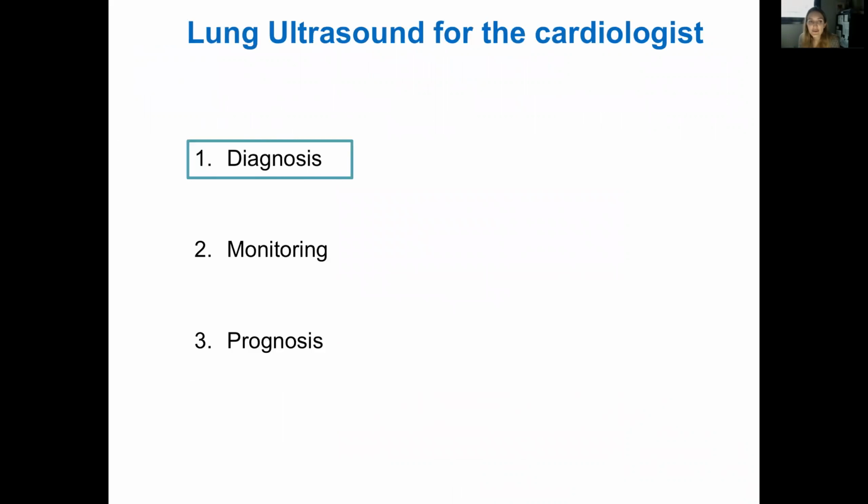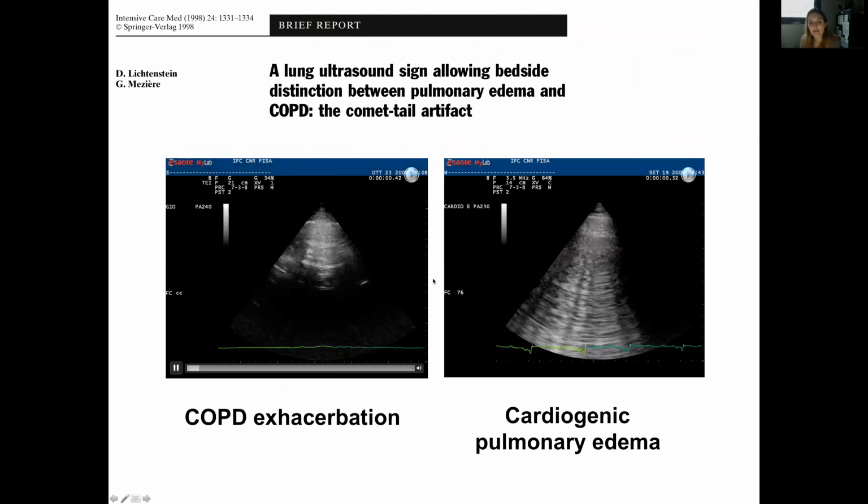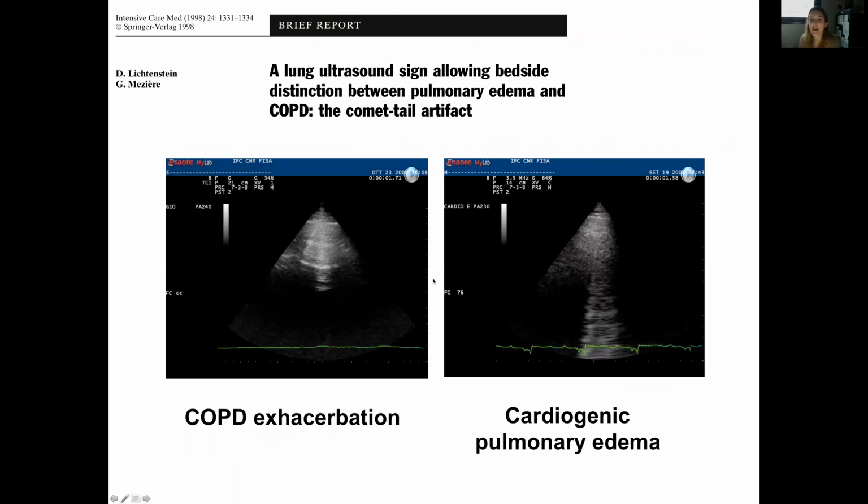So when can you use lung ultrasound if you are a cardiologist? The answer is very easy, and it's always, okay? This is why it is so useful. So if we consider a patient with a heart disease, we can use the B-lines for diagnosis, for monitoring, and for prognosis.